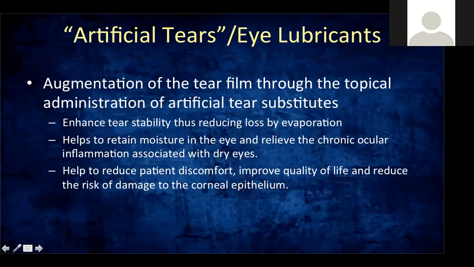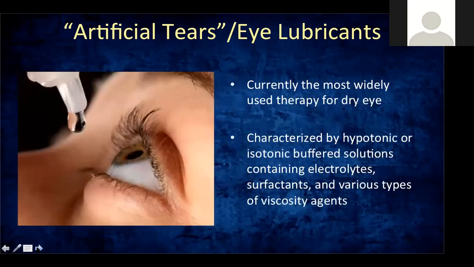Okay, sorry, may nag-iingay. Artificial tears are go-tos when we want to treat dry eye. Kasi pag dry eye, kulang yung tears or abnormal yung tears, so you want to augment the tear film. It's the easiest to give and it's quite effective. It enhances your tear stability by reducing evaporation. It helps to retain moisture on the surface of the eye. And as an effect, it reduces discomfort. It improves quality of life. And it also reduces the risk of damage to the surface of the cornea.